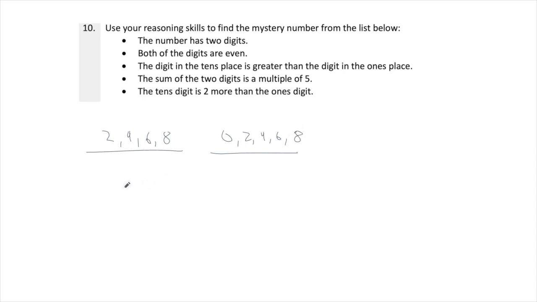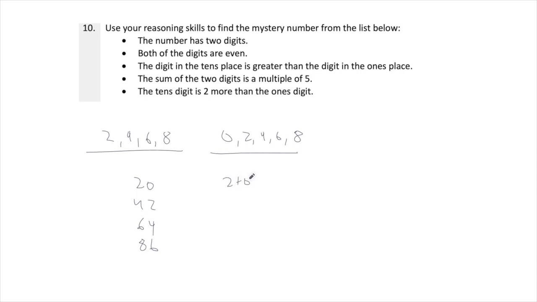From the last clue, we can narrow down our numbers to 20, 42, 64, and 86, since the tens digit is 2 more than the ones digit. Our fourth clue says that the sum of the two digits is a multiple of 5, so we can add up the digits in each of these numbers.